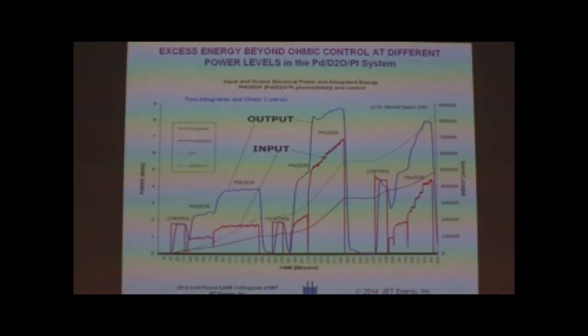Here is our heavy water. Platinum is the anode, heavy water, palladium is the cathode, and it's control, fusor, control, fusor, control, fusor at increasing levels. Here we have a match, so we're looking at energy to the right with these curves. We're looking at power to the left from these curves. So here our input and output match over the control, that's an ohmic control.